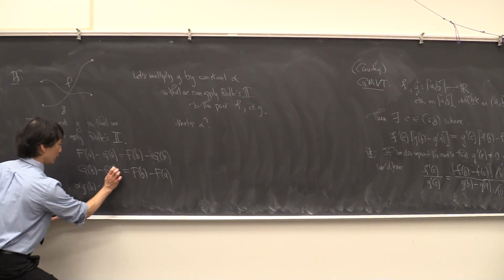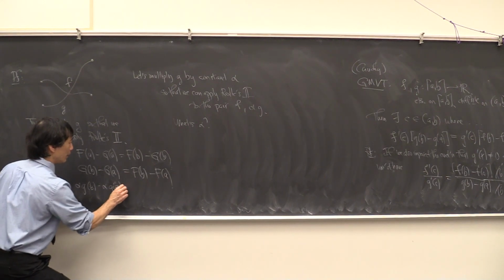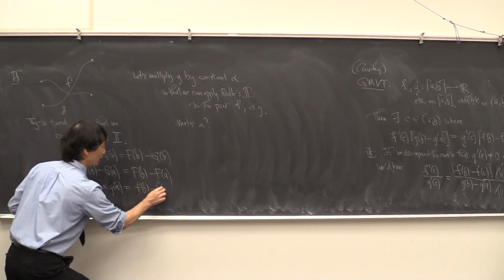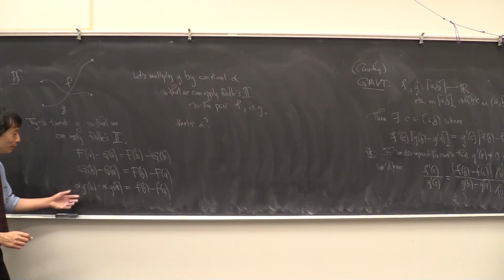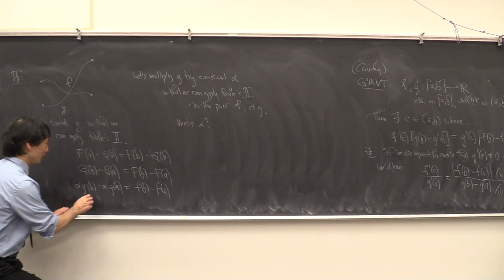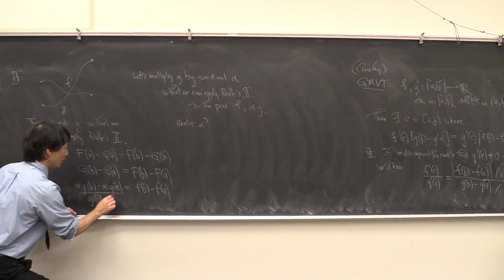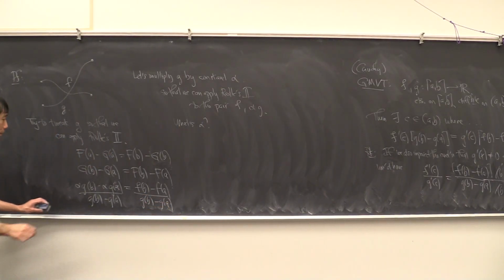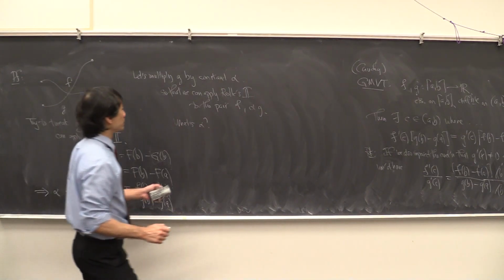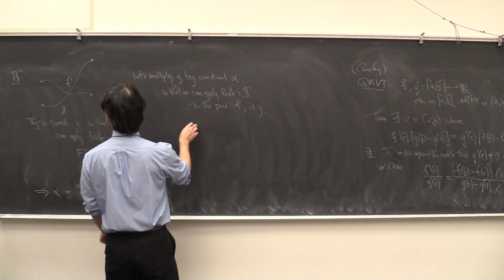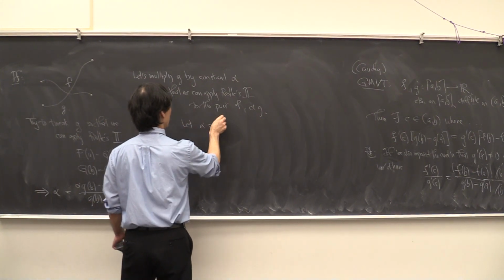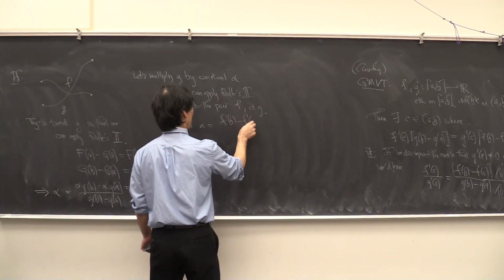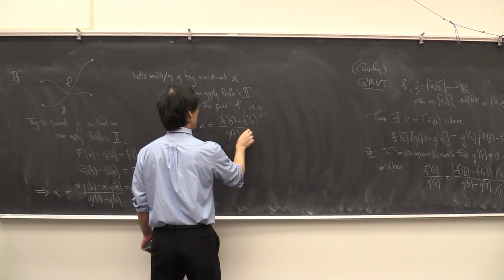this. You want this to be this, right? So what's alpha? Well, just divide by g. Just solve for alpha. So let alpha be f of b minus f of a over g of b minus g of a.